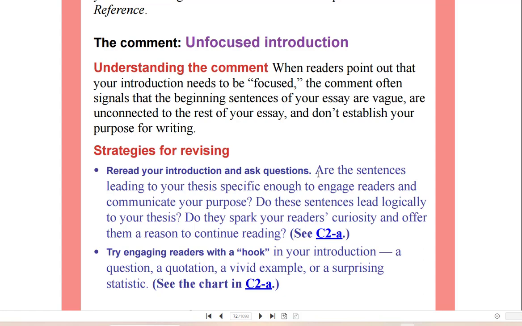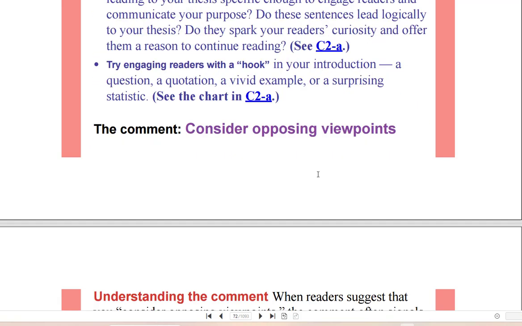Reread your introduction and ask questions. Are the sentences leading to your thesis specific enough to engage readers and communicate your purpose? Do these sentences lead logically to your thesis? Do they spark your readers' curiosity and offer them a reason to continue reading? Try engaging readers with a hook in your introduction: a question, a quotation, a vivid example, or a surprising statistic.